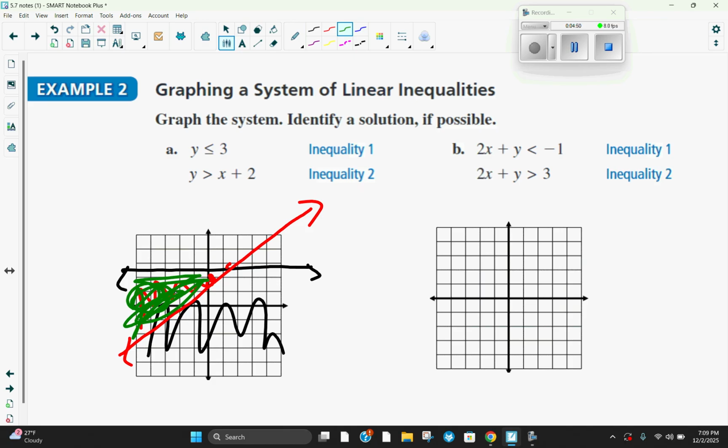Okay. If you look at B, the first thing I want to do is solve for y. What I'm going to end up with is both of them having a slope of -2, because I'm going to move the 2x over on both of them. So what do we know about that? Well, they're going to have the same slope and different y-intercepts. So let's plot the first one in black. A y-intercept of -1, and then a slope of -2, so down 2 over 1. So my first line is going to be right there.